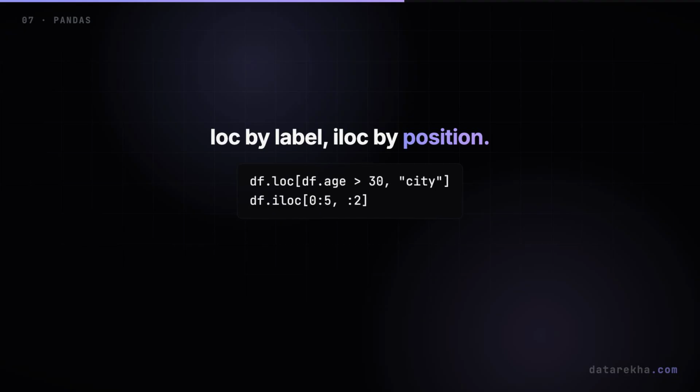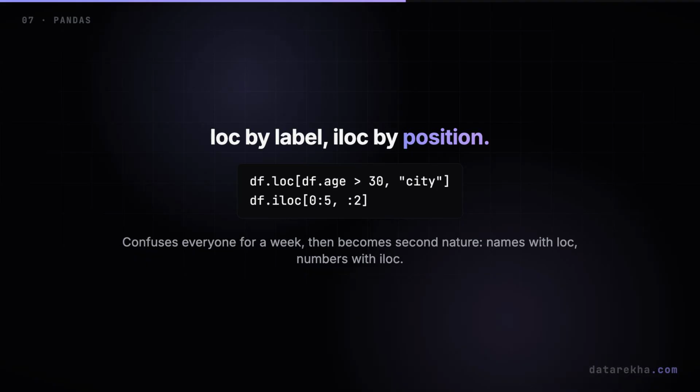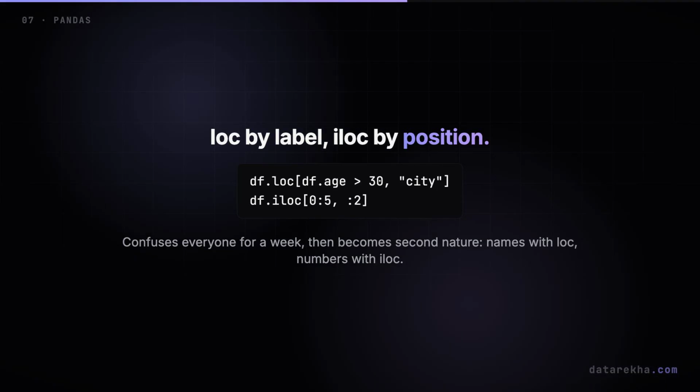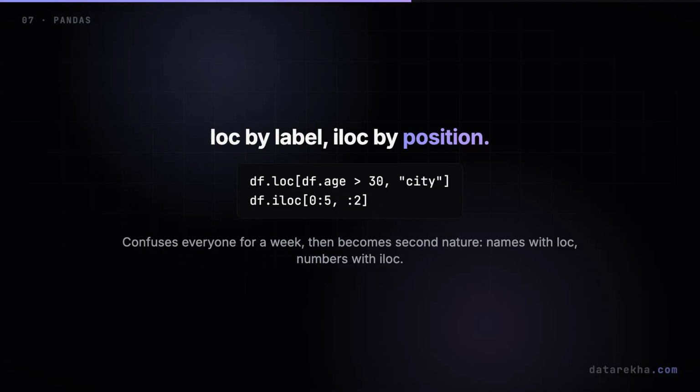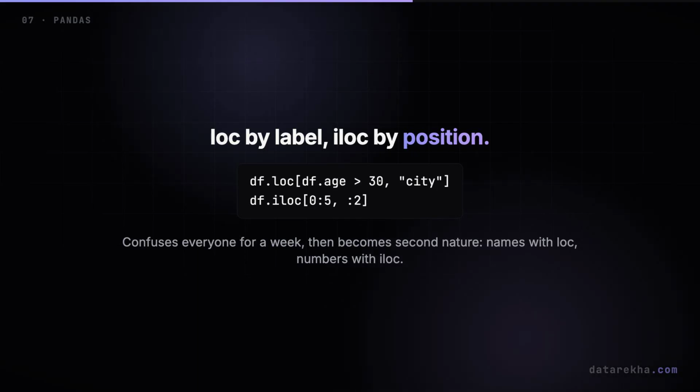First, getting at your data. Grab a column by name, and you get a series. A single column with an index. To pull out rows and columns together, you use two tools. loc, which selects by label, and iloc, which selects by position. That split confuses people for a week and then becomes second nature. Names with loc, numbers with iloc.